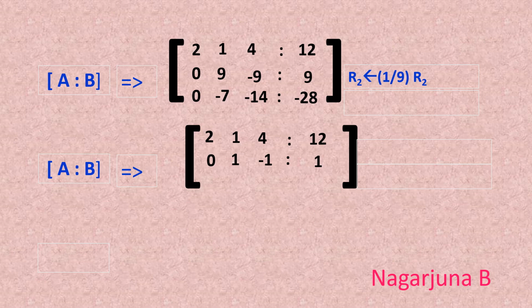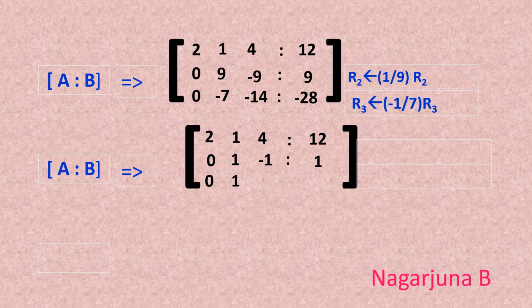Now R3. So in the R3 it is divisible by 7. Since all are negative, we can write as R3 equal to minus 1 by 7 into R3. This is multiplying row 3 by minus 1 by 7. So minus 1 by 7 into 0 will be 0. Minus 1 by 7 into minus 7, 7 7 cancel. Minus 1 into minus 1 will be equal to plus 1.